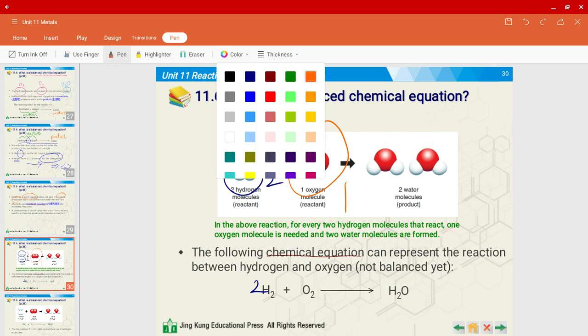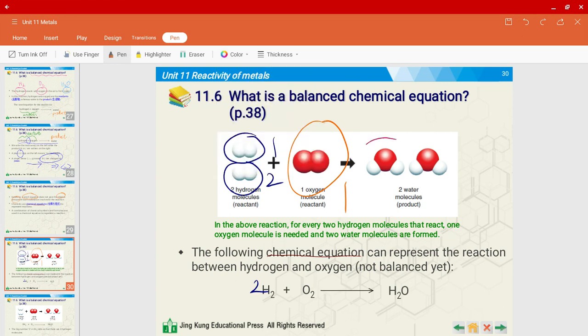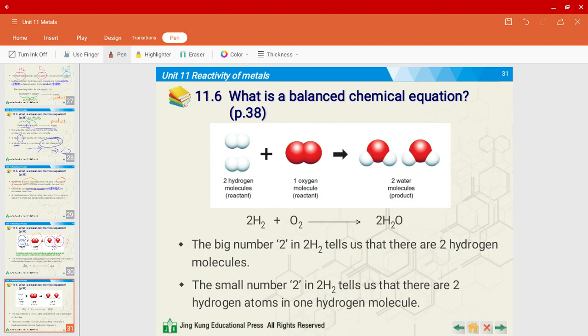And finally, how many water molecules are formed? Over here, there's one water molecule, and this is the second. So I'm going to go ahead and write down 2 in front of H2O. So the balanced equation now looks like this: 2H2 plus O2, you get 2H2O.